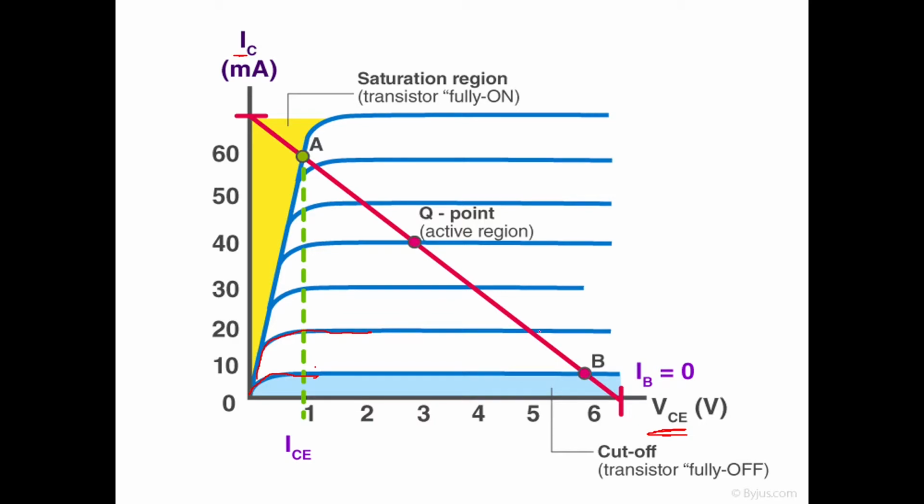Okay, so this collector current depends upon the input current IB. This is IB1, this is IB2, this is IB3, IB4, IB5, IB6. If you increase the base current, the output current also increases. But if you increase the output voltage, the output current will not increase; it will remain constant after some time. Okay, now this is the output characteristics of a transistor, the output characteristics of a BJT, bipolar junction transistor.